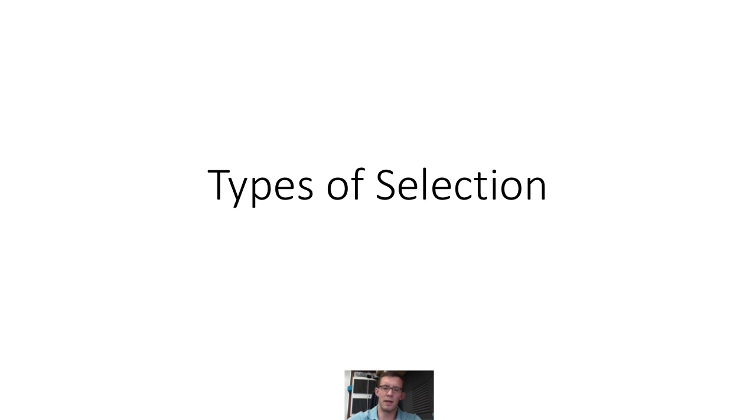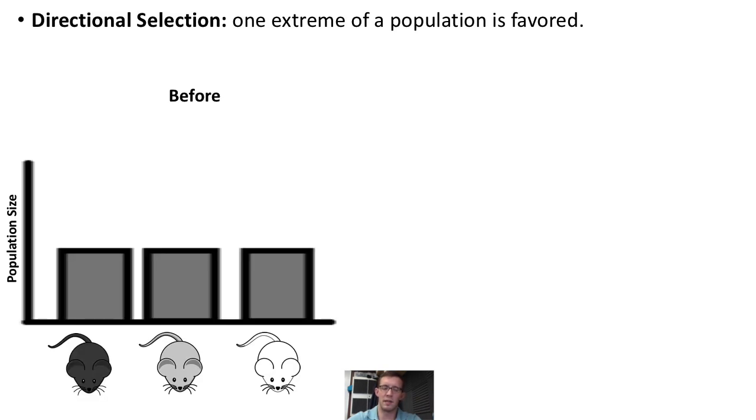Hey, bio team. So there's a couple of ways that selection, either natural or artificial, can occur. The first type is directional selection, which occurs whenever one extreme trait in a population is favored over the other.